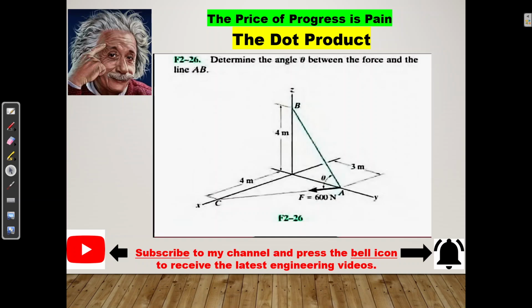Alright, the problem at hand today is basically a dot product problem, or you can say a scalar product problem. So what does the problem say? It says you need to determine the angle theta between the force and the line AB. If you look at it, this is the force F and the line AB. You have to find this angle theta. So let's start to solve this problem.